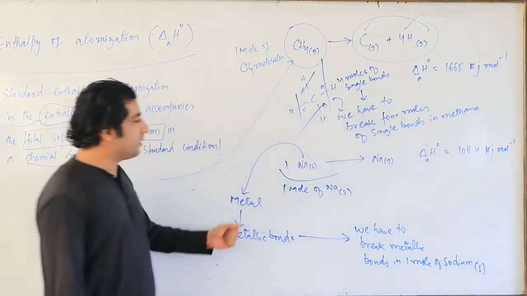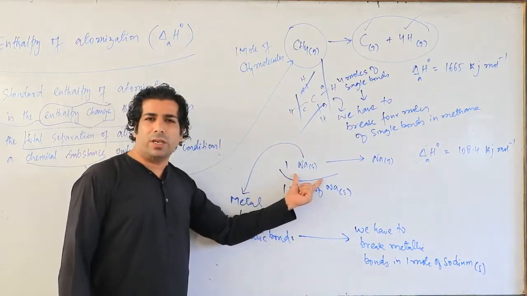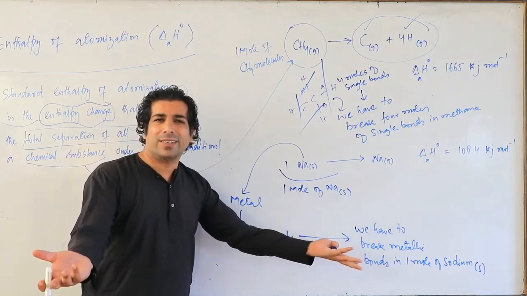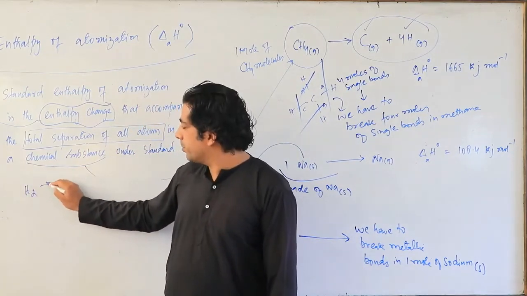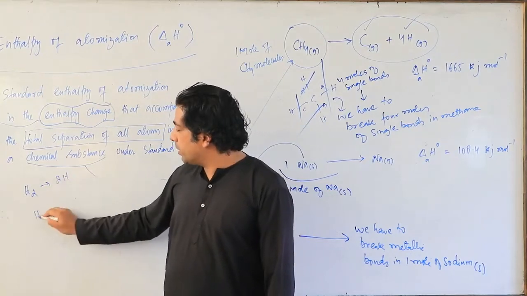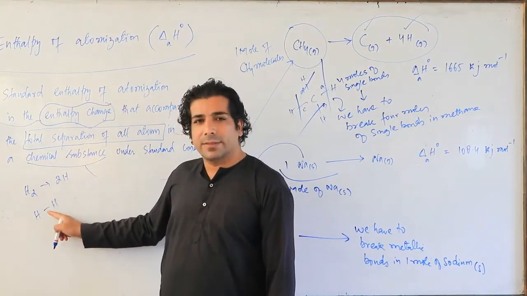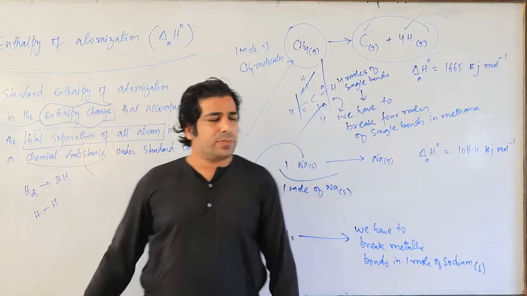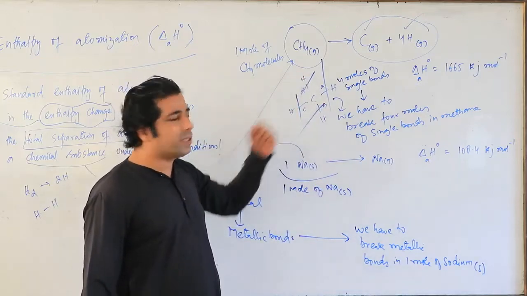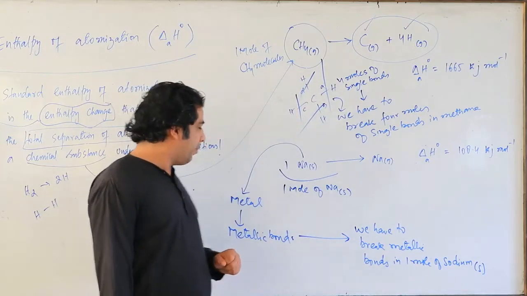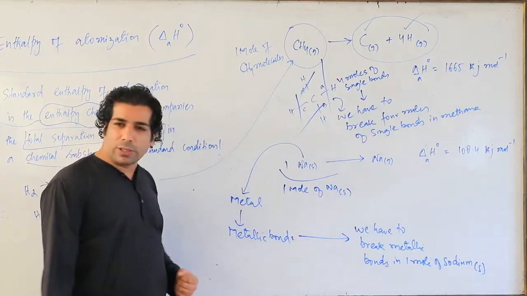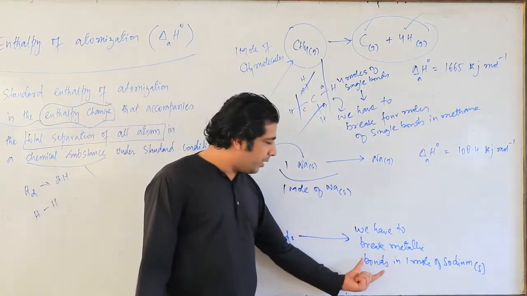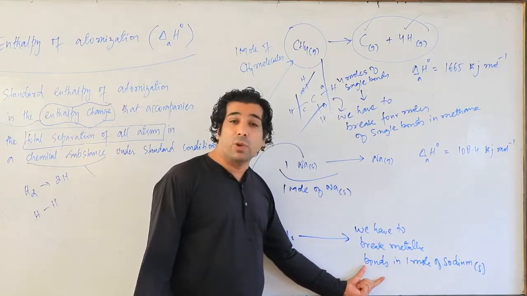So my dear friends, you will be thinking, in sodium solid, what kind of bonds are there? In case of H2, there was a single bond, like a sigma bond. In case of methane, there were 4 sigma bonds. But in sodium, what is there? Sodium is basically a metal. There are metallic bonds, and we have to break metallic bonds in 1 mole of sodium.